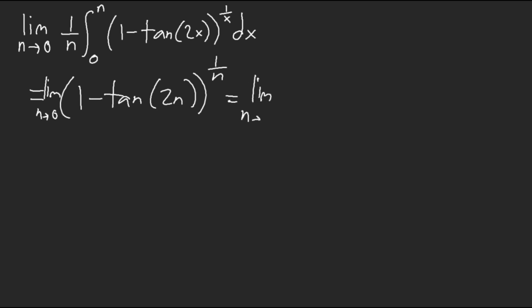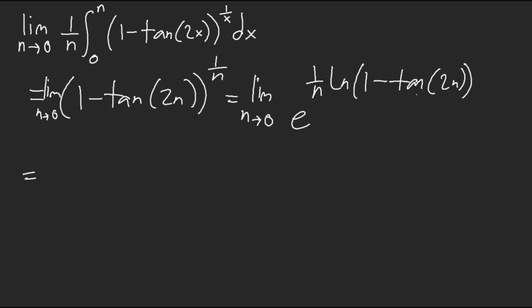Use the log. We immediately notice that this is going to be 1 over n ln of 1 minus tangent of 2n. And here in the exponent, that's a simple L'Hopital's rule, right? So this is going to be 1 over (1 minus tangent of 2n) times negative 2 secant squared of 2n, right?